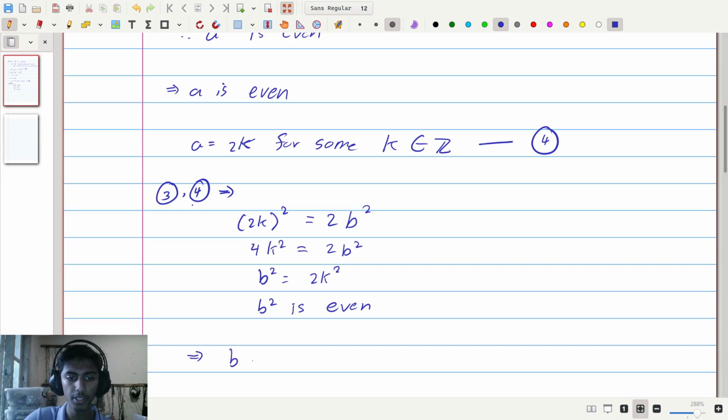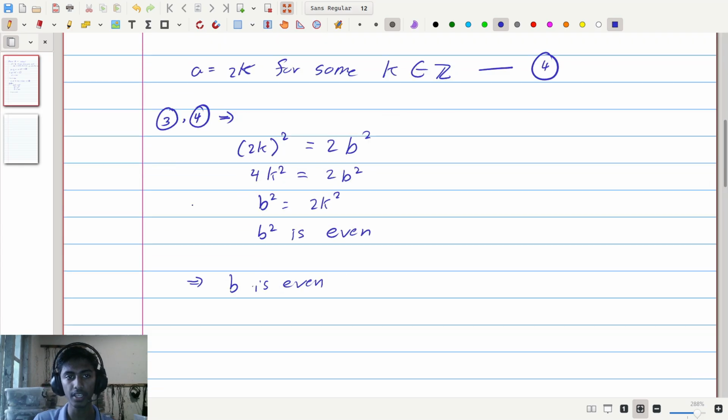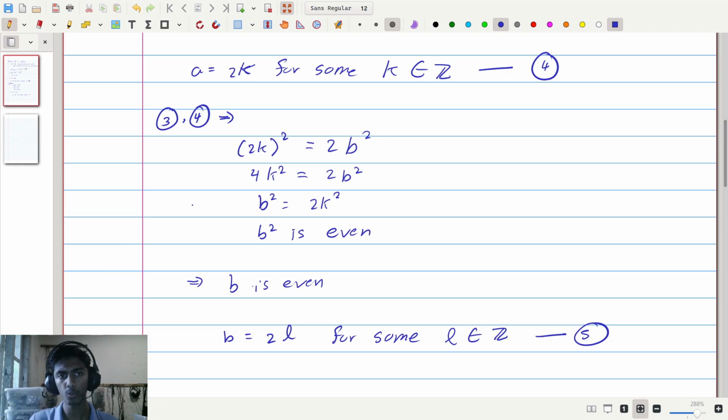By the same logic, we say b is even, and therefore we can say again by a similar method, b is 2L for some L, element of the integers. We'll call this 5. So now we've proven that a is an even number, so a is 2k for some integer k, and we've also proven that b is an even number, so b is 2l for some integer l.